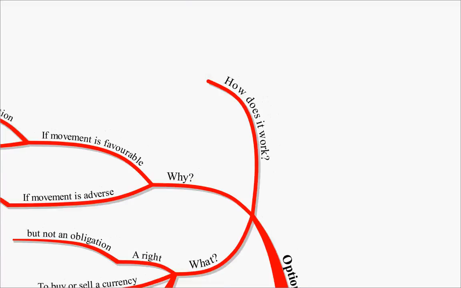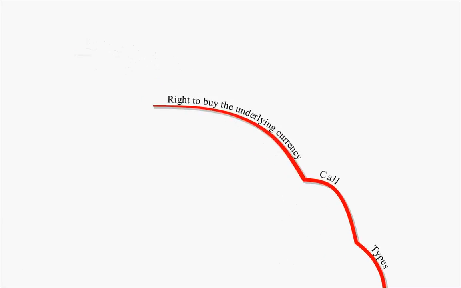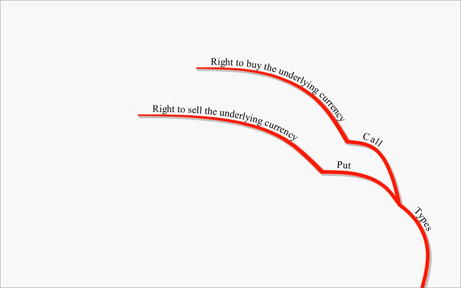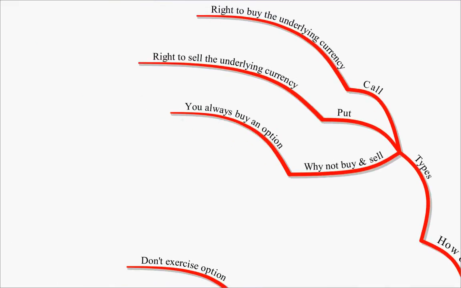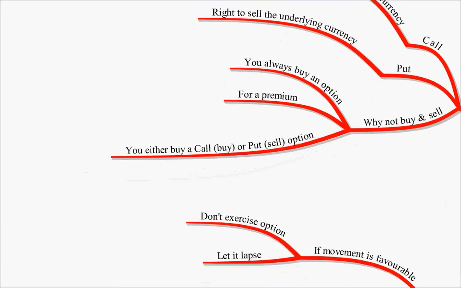So how does this actually work? Well, there are two types of option. There is a call option. A call option is the right to buy the underlying currency, or there is a put option, and the put option is the right to sell the underlying currency. Why do we not just say buy and sell? Well, you always buy an option, whether it's an option to buy a currency or an option to sell a currency. You always buy that option for a premium. You pay a premium for the option. So you either buy a call option or a put option. An easy way to remember this is that you put your house up for sale, so a put option is a sell option.